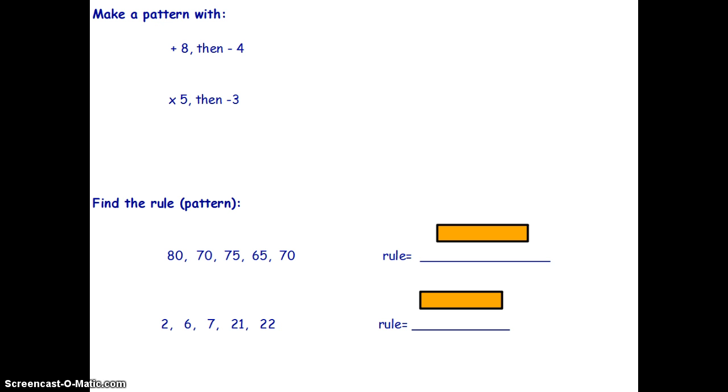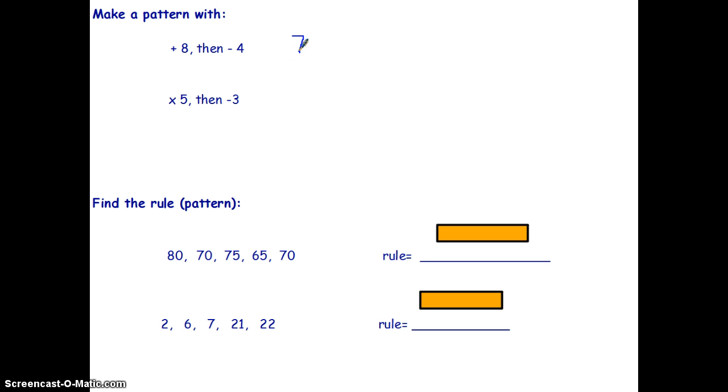Okay? So I have add 8, then subtract 4. I know these numbers are going to be getting bigger, then they're going to be getting smaller. Then bigger, then smaller, because I'm adding, then I'm subtracting, then I'm going back to adding, then I'm subtracting. So let's start with a number. I'm going to start with lucky number 7.